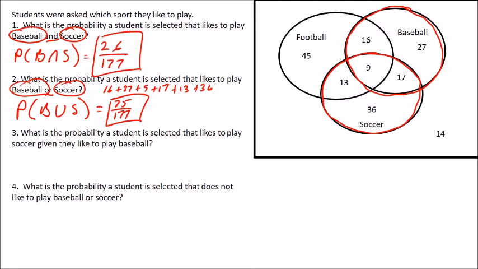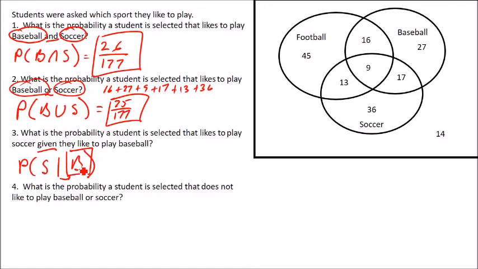What is the probability a student is selected that likes to play soccer given they like to play baseball? This is what we like to call a given problem. So I'm looking at the probability they like to play soccer given they like to play baseball. Okay, so this one, for the given problems, that's what this vertical line right here means, is the word given. For the given problem, remember, it changes the Venn diagram. It changes the Venn diagram to where the only thing you're looking at is whatever comes after that given.